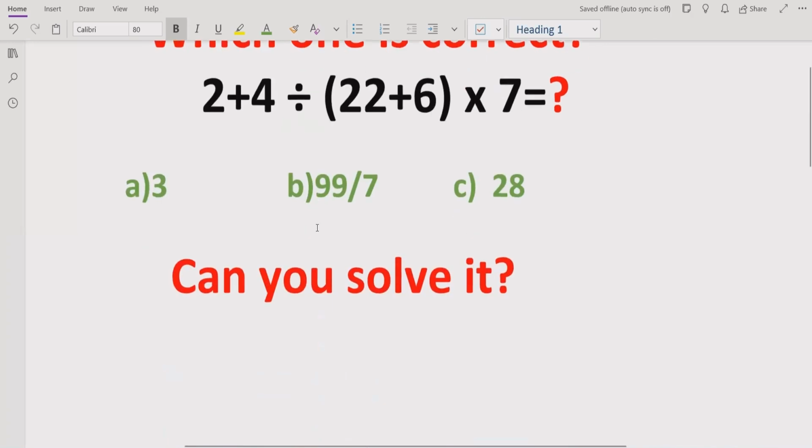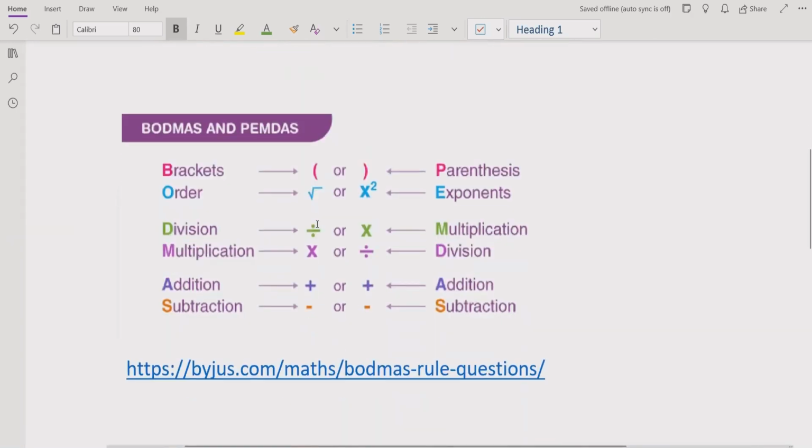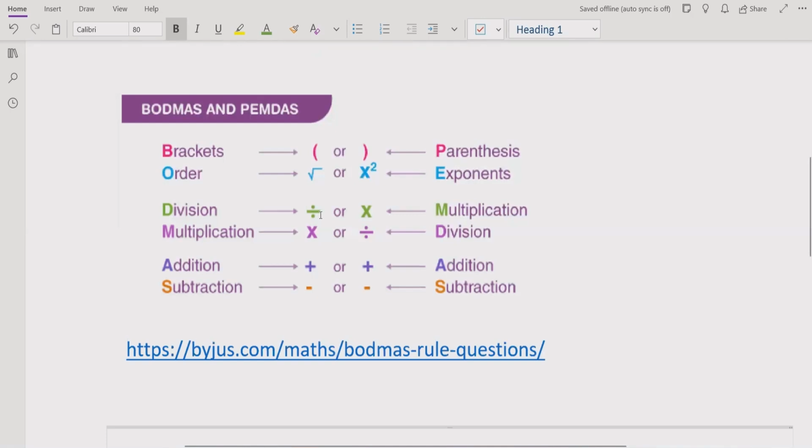Now let's start the topic. First, we have to recap how we can solve this quiz. The quiz will be solved through the PEMDAS and BODMAS rule. What is the PEMDAS and BODMAS rule? In arithmetic operations, if you have basic operations like multiplication, division, addition and subtraction, you have to follow a rule, and if you follow that rule, you can get the correct answer. So now let's understand what PEMDAS and BODMAS are.